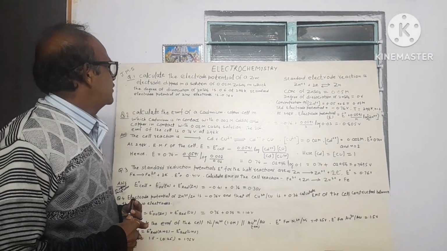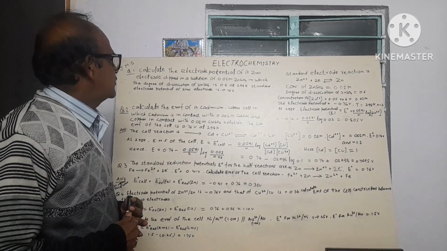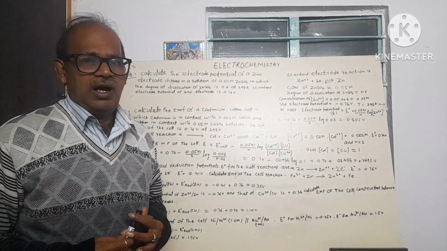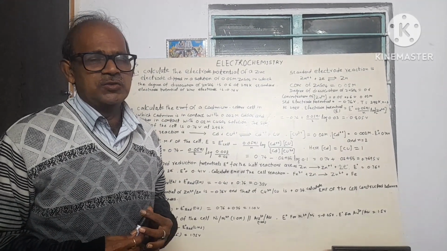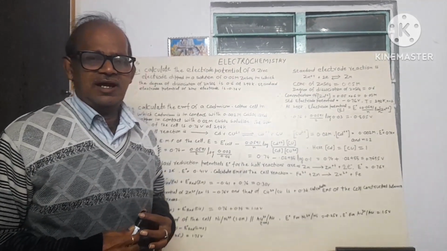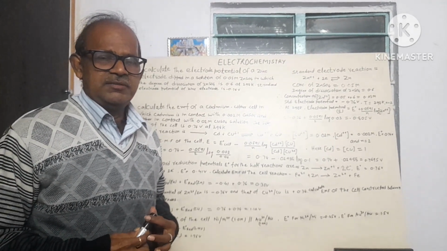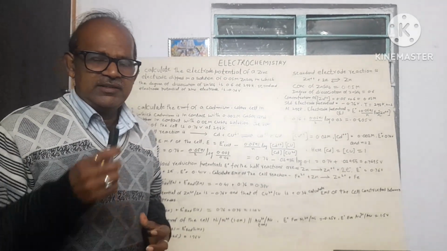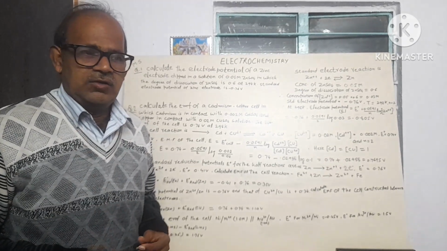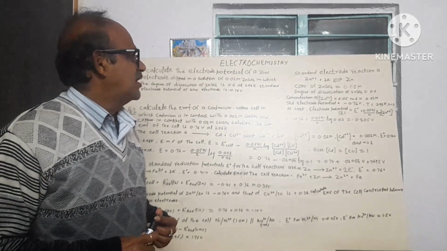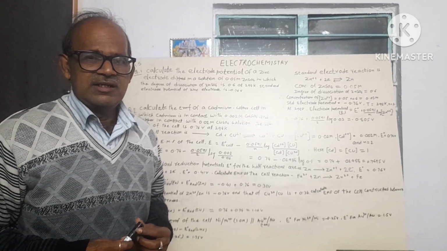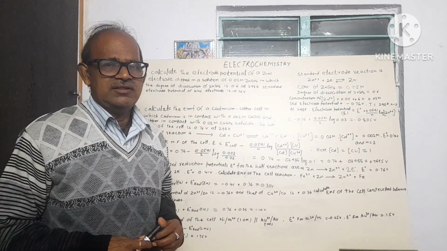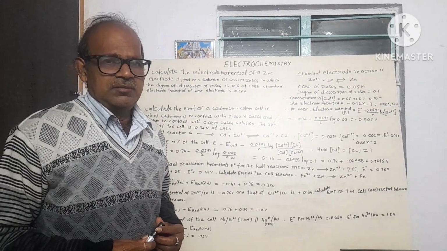Last class I discussed some numericals based on electrochemistry. Now I will continue with other numericals. Last class I also discussed some basic concepts regarding electrochemistry. Here you should know what exactly you are studying in electrochemistry. I have already discussed it in detail in the previous classes, but now I just want to repeat.